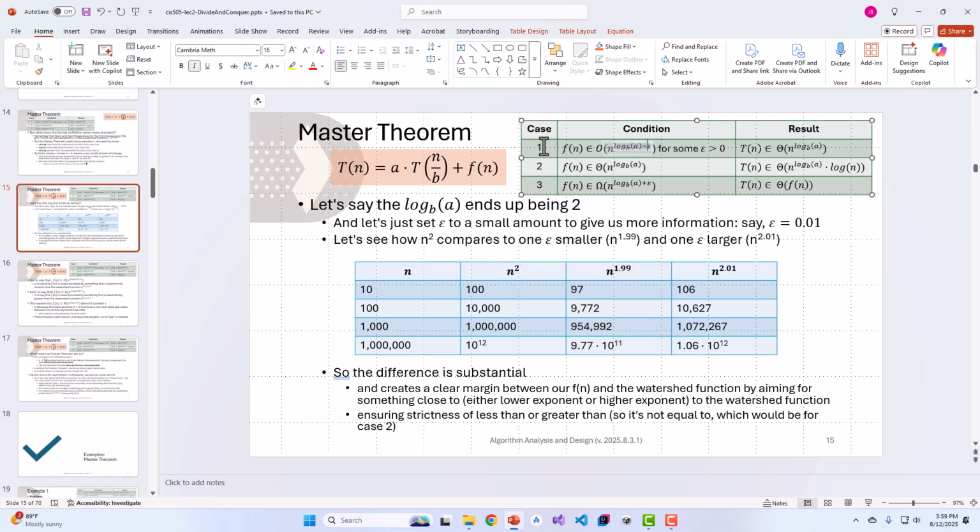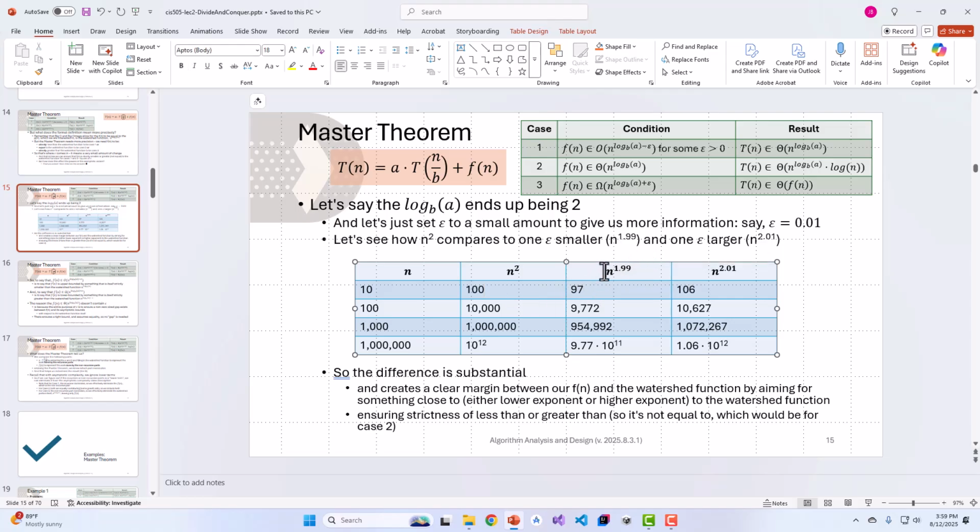what does it mean if I have a function that's bounded on top by this thing? What does that mean when we compare it to the actual watershed function? It means it's definitely bounded on top by the watershed function, because remember, big O allows them to be equal. So maybe the particular growth rate of whatever our f of n is exactly 1.99. Maybe it's exactly the same. But that's not good enough if we're comparing it to n squared and we need it to be exactly a little bit less or a little bit greater.